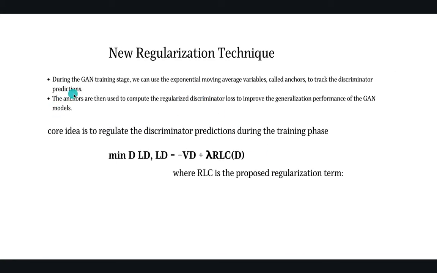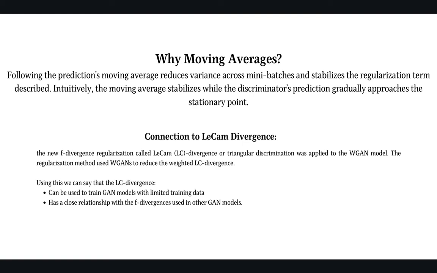So this is what I said. During GAN training, we can use exponential moving averages called anchors to track the discriminator predictions. The anchors are then used to compute the regularized discriminator loss to improve the generalization performance of the GAN models. So the core idea is to regulate the discriminator prediction during the training phase. So the minimum of L_D is equal to minus V_D plus lambda times R_LC. R_LC is the new regularization term that is proposed in the paper by the authors. The R_LC term would be able to regularize, which is basically an F divergence technique.